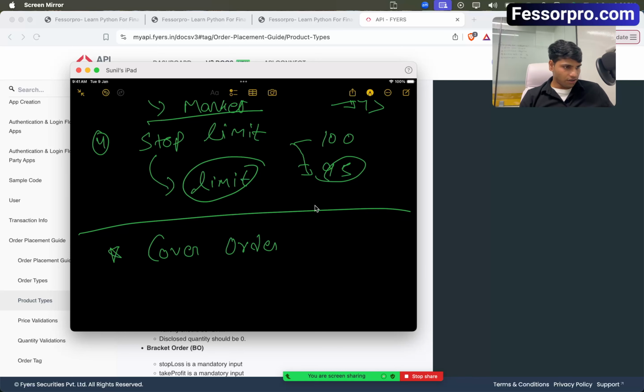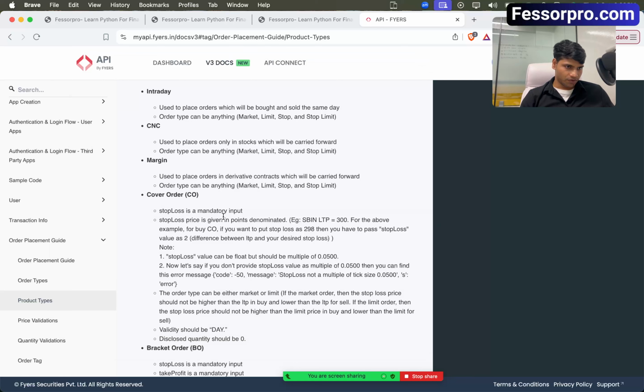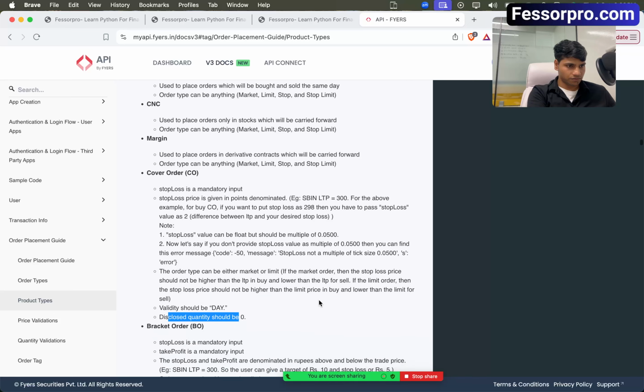So in cover order, we place two orders at the same time. Stop loss is a mandatory input. Stop loss price is given in points denominated. For the above example, stop loss value can be float. Let's say you don't provide, validity is day, disclosed quantity should be 0. Okay, I'll just explain you.